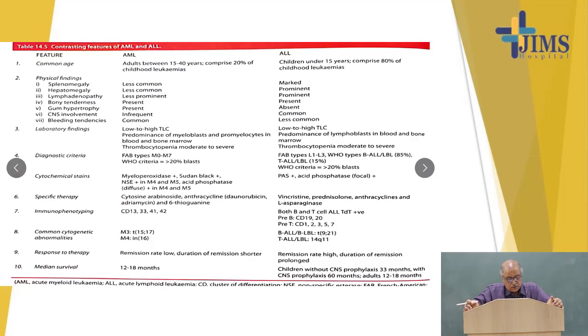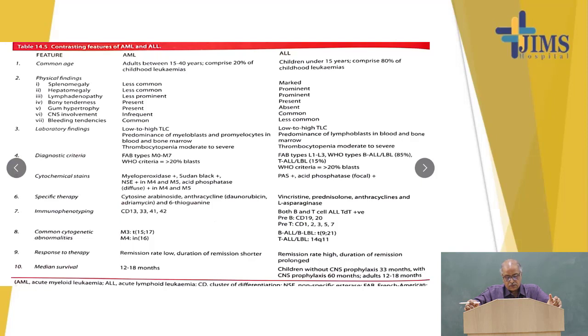The common age in AML is adults between 15 to 40 years, and it comprises 20% of childhood leukemia. So AML can also occur in children, but its common age is 15 to 40 years. Children below 15 years are generally affected in cases of ALL. Physical findings: splenomegaly, hepatomegaly and lymphadenopathy are less common in AML, but more prominent and marked in ALL. Gum hypertrophy is present in AML but not present in ALL. CNS involvement is generally not present in AML, but is sometimes present in ALL.